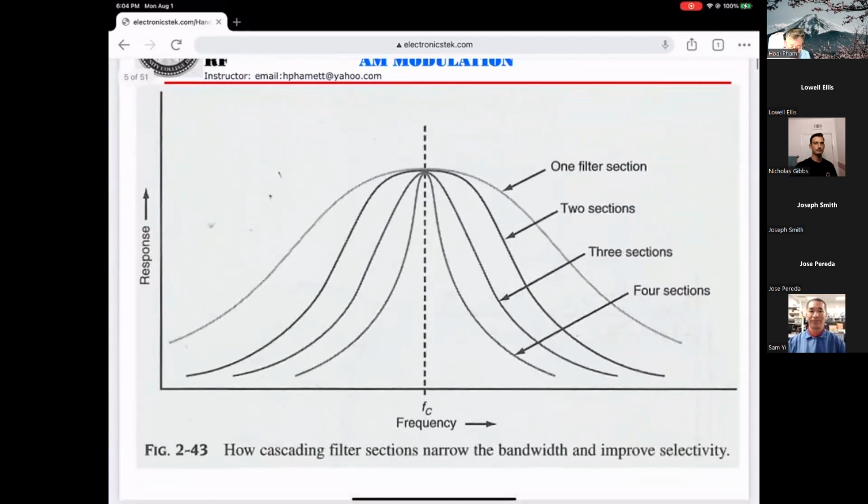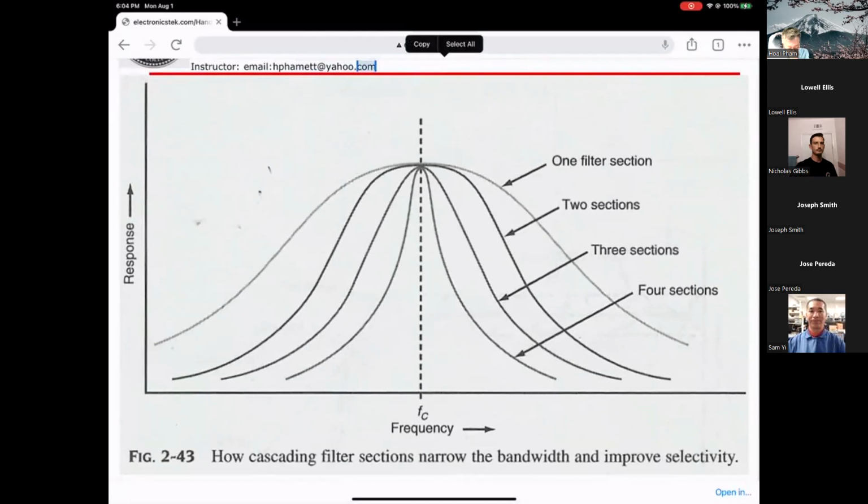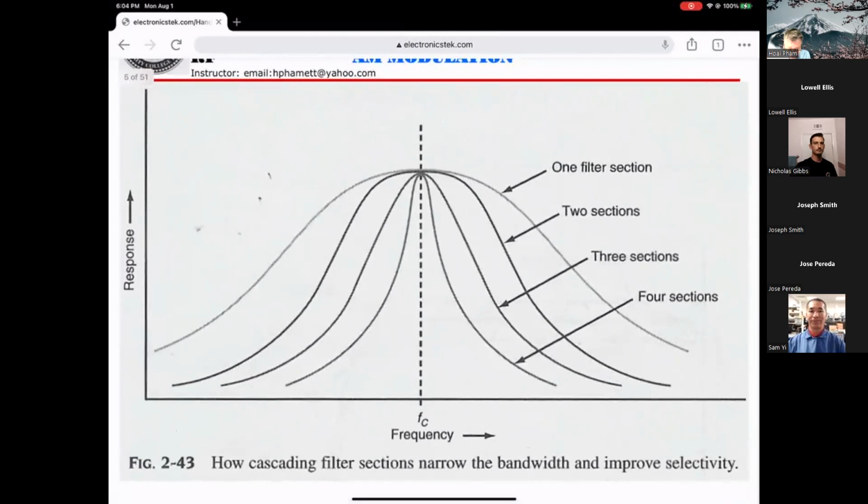This just reveals, you all know that is a filter, and different filters: one filter section, two, three, four sections. That will be the band pass. And you can see the bandwidth is different between one filter and four filters. We already talked about one filter section, one pole. That means the circuit has only one R, one C. Two pole, two R, two C. Three pole, three R, three C. Four pole, four R, four C.